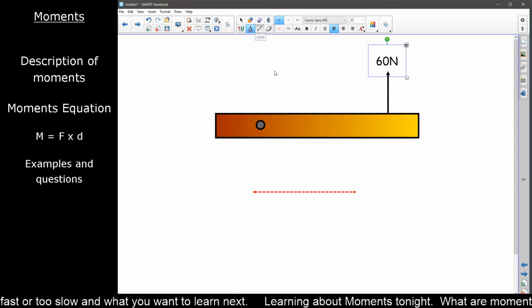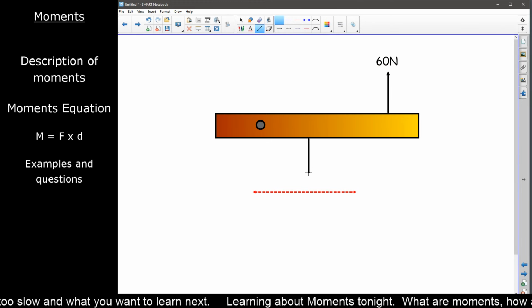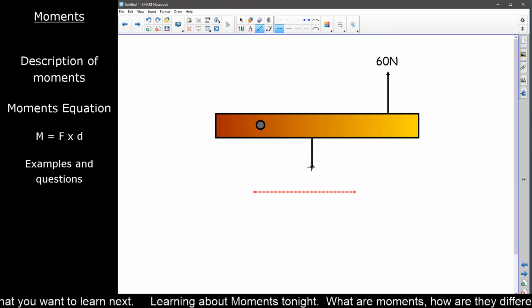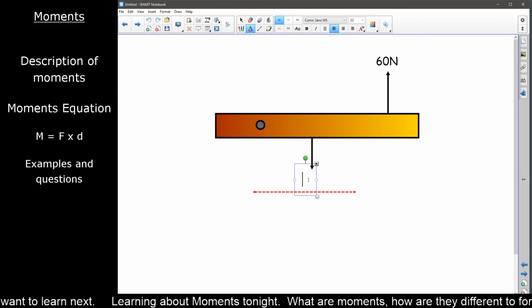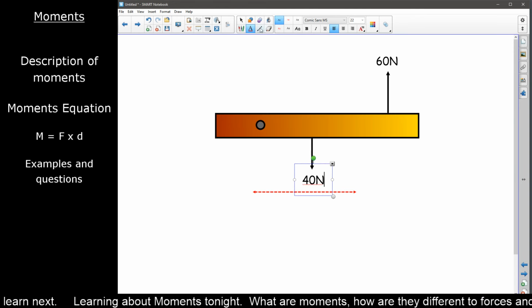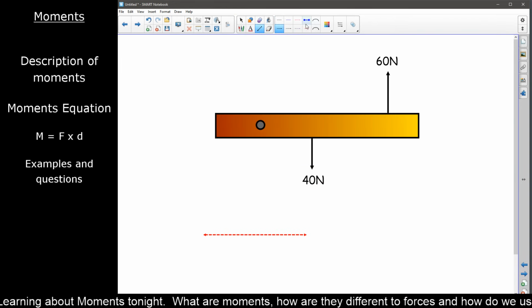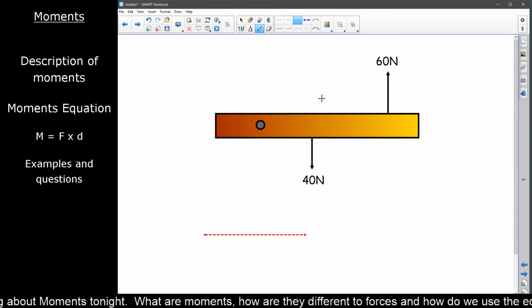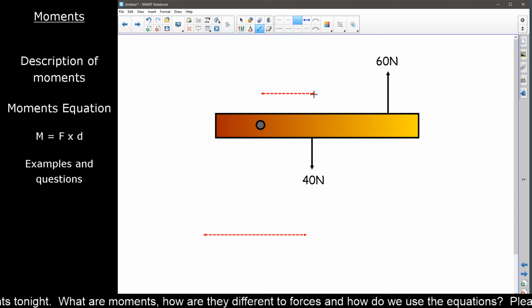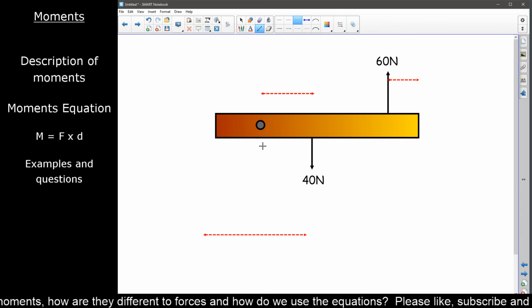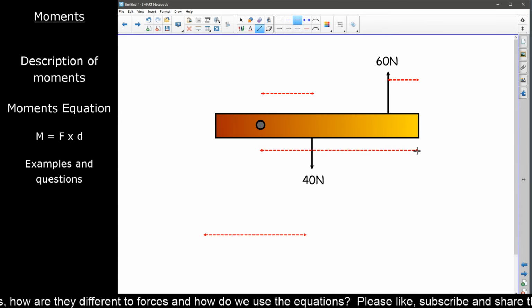But this time we're going to play about. We're going to add another force in here. Get my arrow tool as opposed to my line tool. So we stick another force. We're going to have it going this way. We're going to call it 40 newtons. And then we're going to put some distances in. Let's see what I can mess about with. Let's put this distance in. I'm going to give you this distance to the end of the thing. And I'm also going to give you this distance.